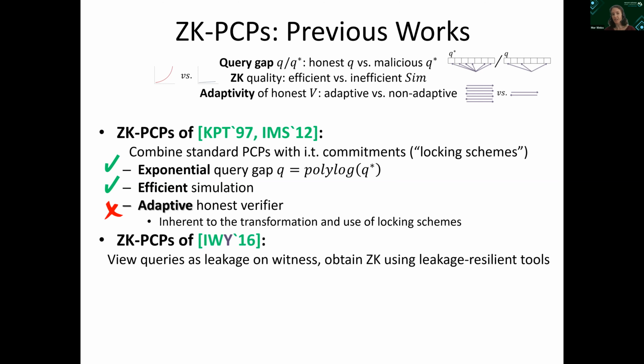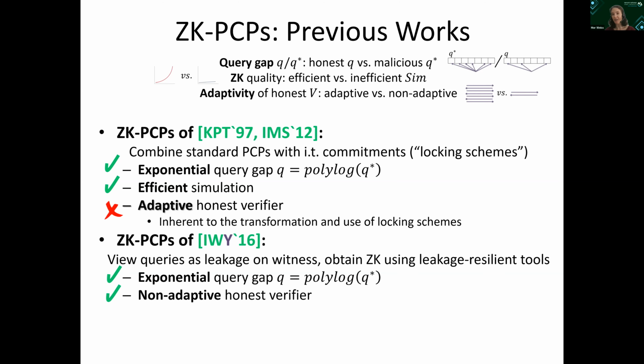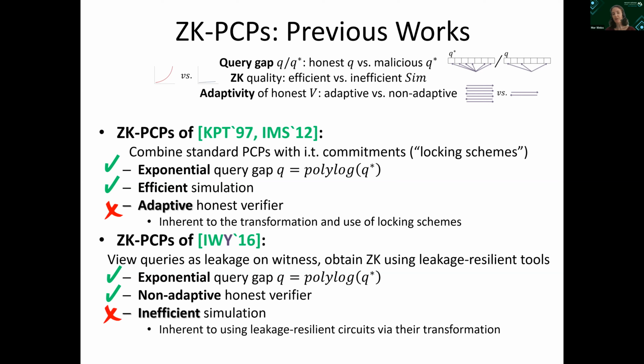Later on in 2016, Ishai et al. set out to solve this problem and to get a non-adaptive honest verifier for zero-knowledge PCPs. They do so by proposing a new paradigm for constructing zero-knowledge PCPs, in which they view the queries of the honest and malicious verifiers as leakage on the NP witness. And then they use tools from the leakage resilience literature to protect against this leakage. And they get the same type of exponential query gap with a non-adaptive honest verifier, but unfortunately, their zero-knowledge simulator is inefficient. And they actually show that this is most likely inherent to the leakage resilience tools that they use and the way in which they use them.